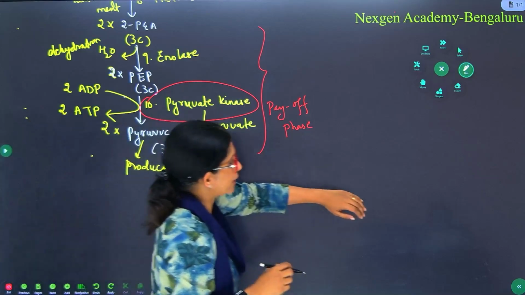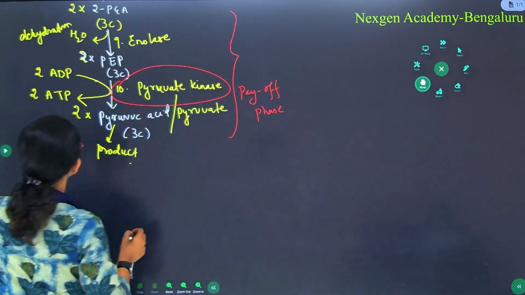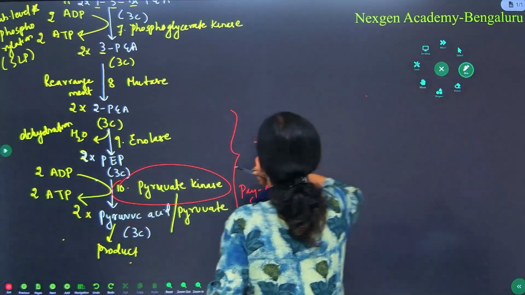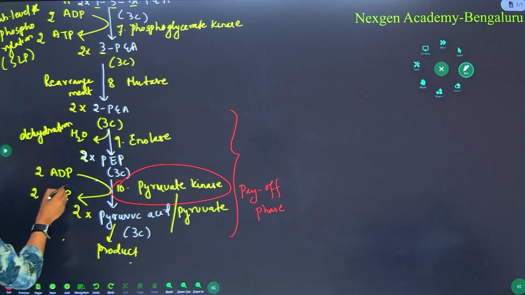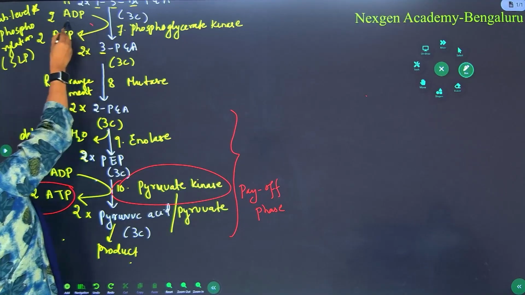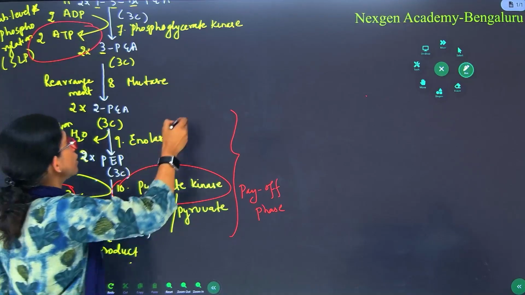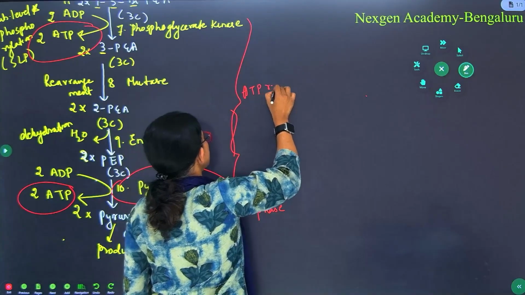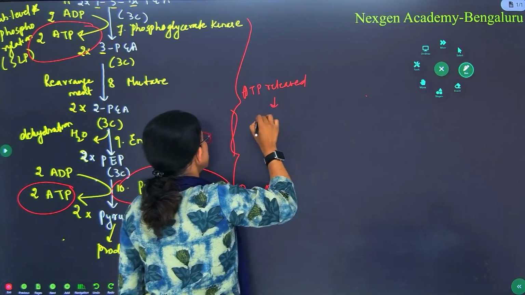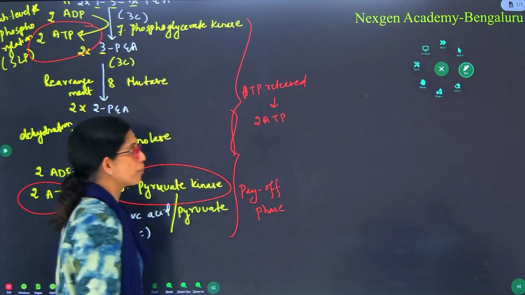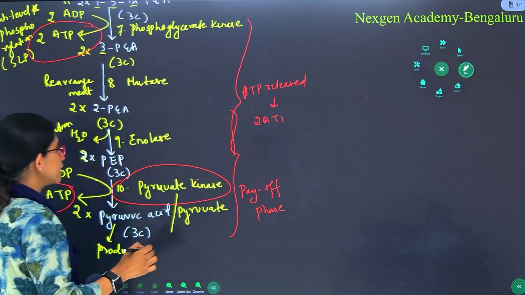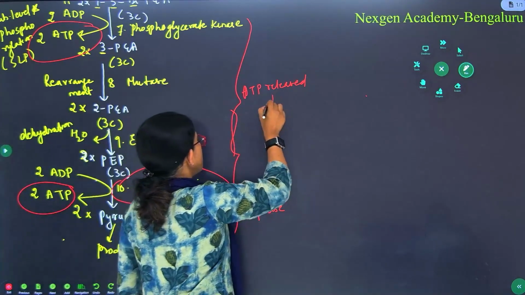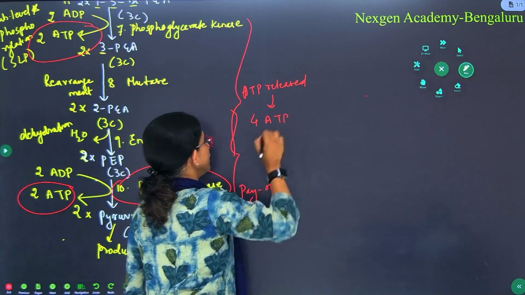So let us see how many ATPs are involved in the payoff phase, right? In the payoff phase, this 2 ATP is released and this 2 ATP is released, right? So in the payoff phase, ATP is released. How many ATP is released? 4 ATP is released, 2 here and 2 above, right? So the number of ATP released is 4.